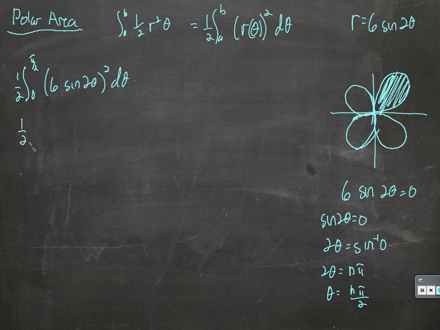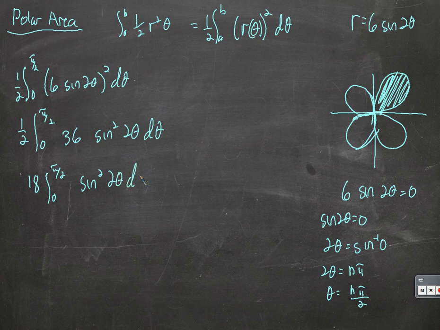So what should we do now? Well, this is being squared. What's being squared? This whole thing is being squared. That would give us a 36 sine squared of 2 theta d theta, right? 36, not 6. So that'll come out here. We got 18, 0 to pi over 2, of sine squared 2 theta d theta.